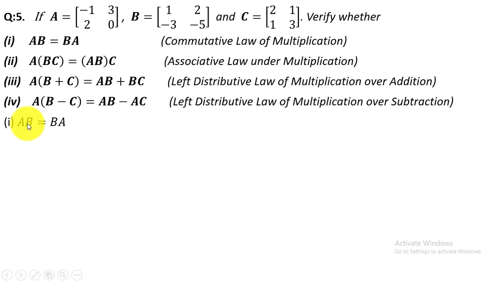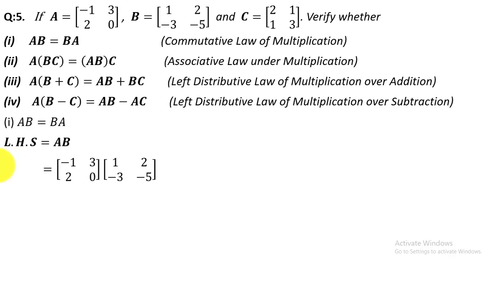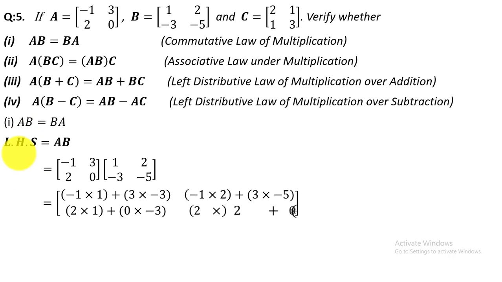In first, A times B is equal to B times A. We want to prove that. So the left hand side is equal to A times B. Now we find the product of these two matrices. Their product is defined as: top left entry is obtained by the product of the first row with the first column: negative 1 times 1 plus 3 times negative 3.